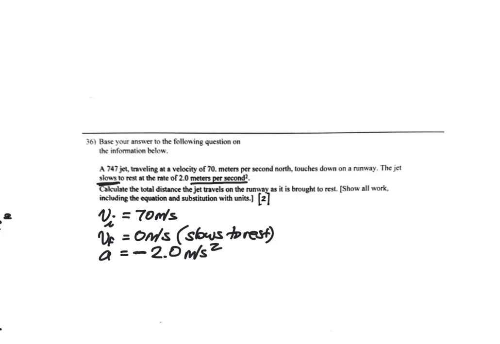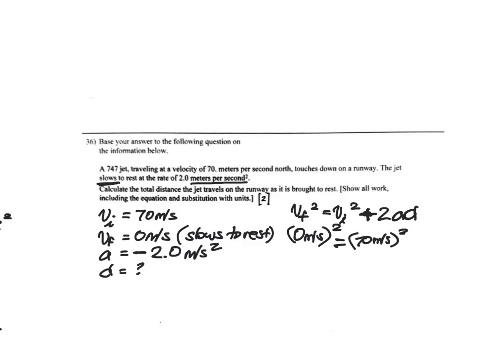And now it wants to know how far did it go as it slowed down. I don't have the time. I'm not going to need the time. I can use the equation on page 6 of the ref tabs. Vf squared is Vi squared plus 2AD. And so my Vf is 0. My V initial is 70, squared. My acceleration is negative. Oops, I forgot the 2. Negative 2 meters per second squared, and I'm solving for D.